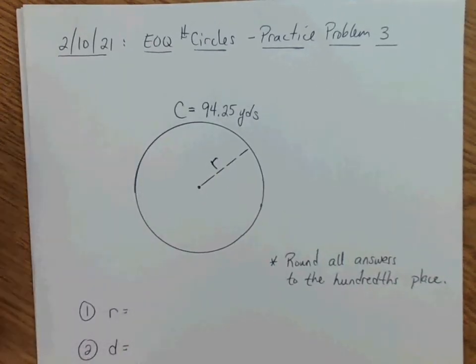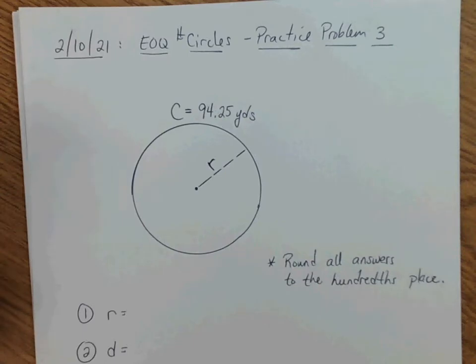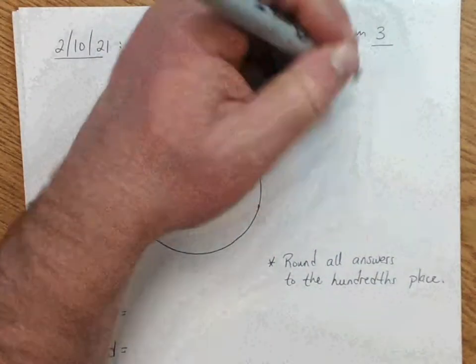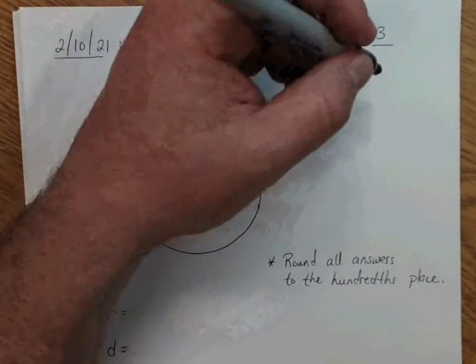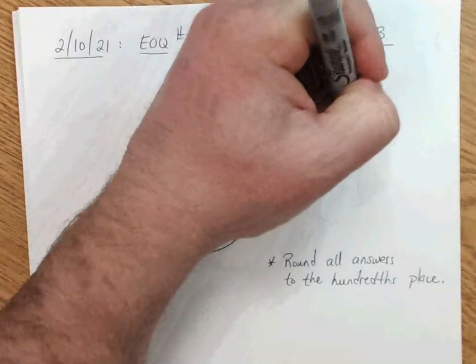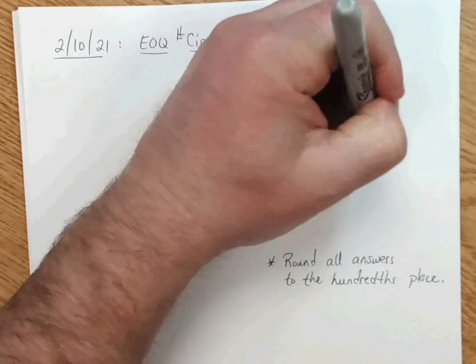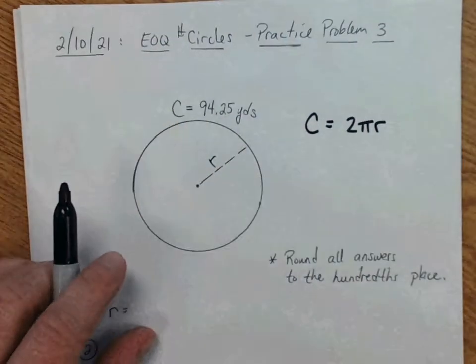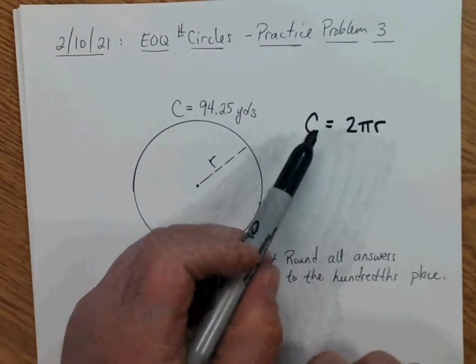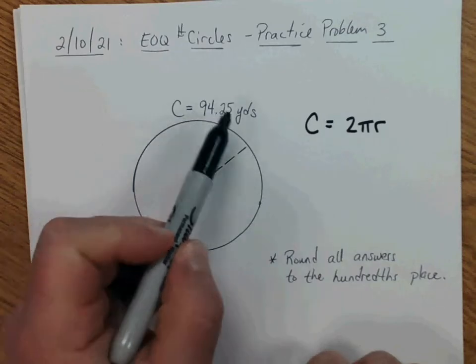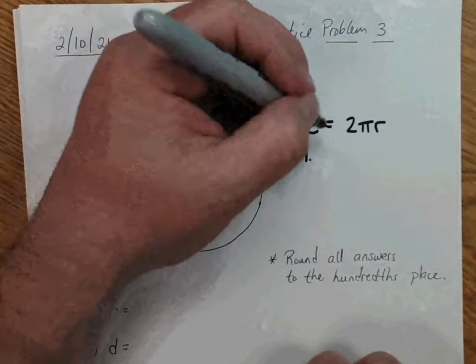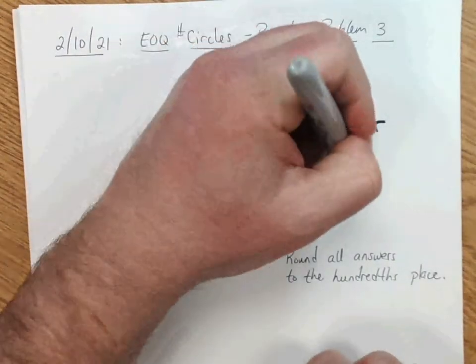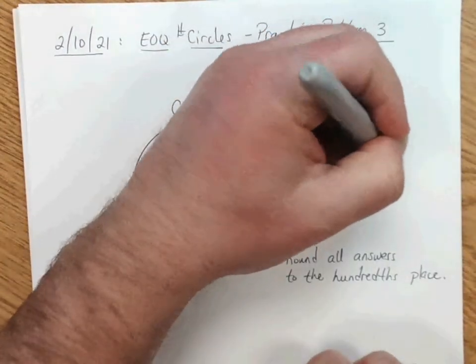So what we have to do is go to a place where we know something that links the circumference to the radius, and that is the formula: circumference equals 2 pi r. Notice in this formula, we know the circumference. So plug that in. 94.25 equals 2 pi r.